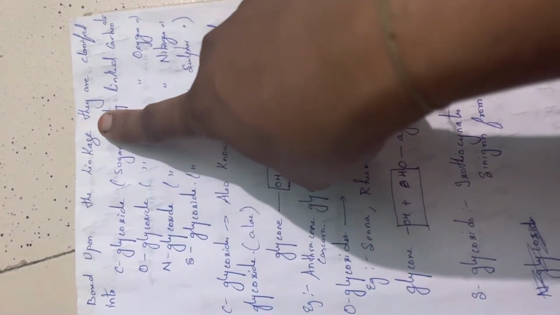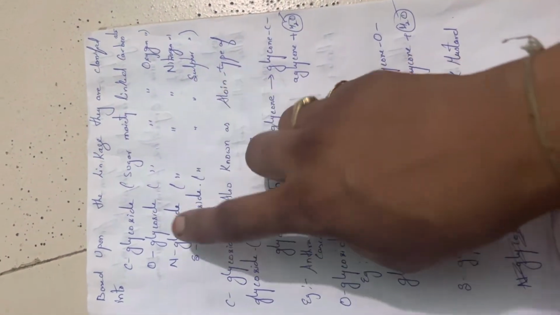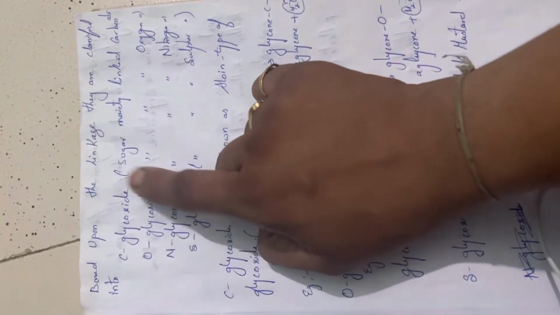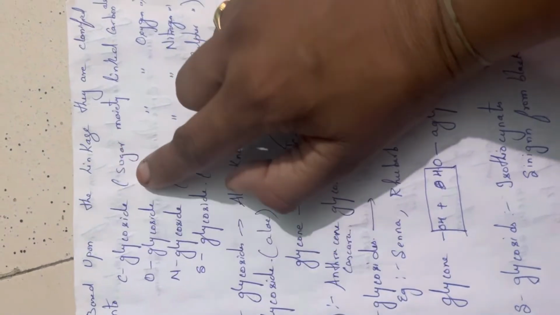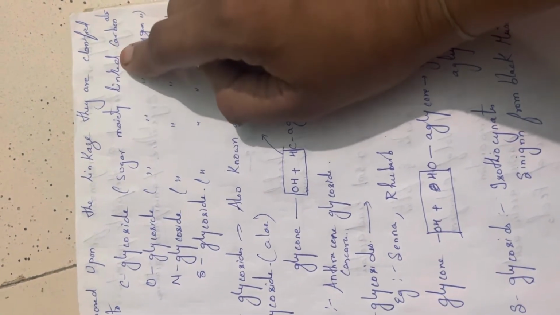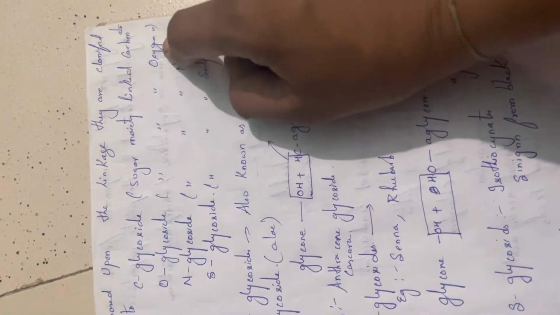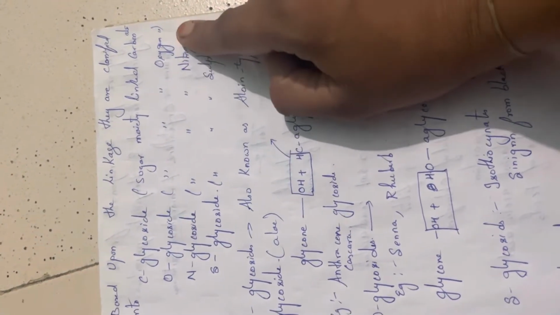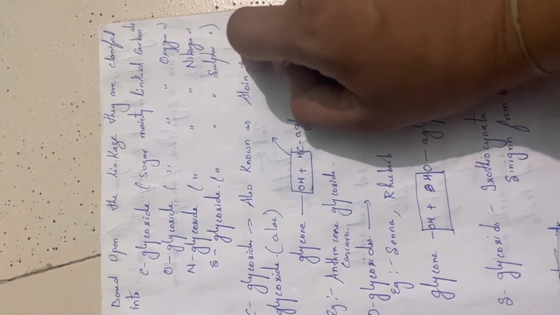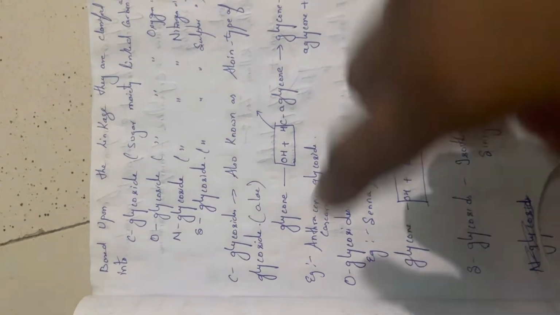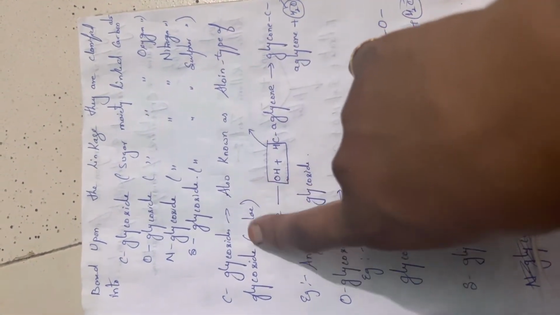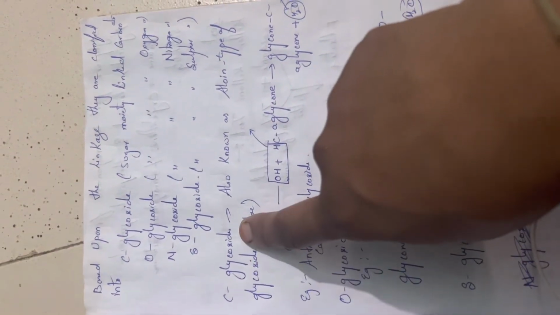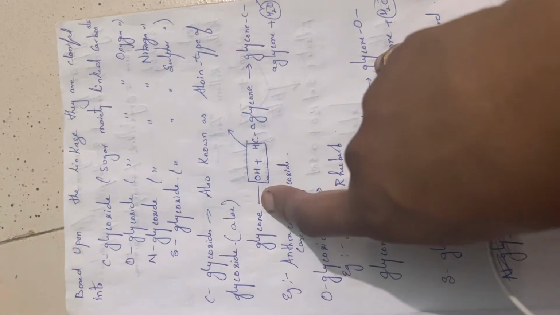Next, based upon the linkage, how the links are formed, we have C glycoside, O glycoside, N glycoside and S glycoside. In a C glycoside, the sugar moiety is linked with a carbon atom; in an O glycoside, with an oxygen atom; in an N glycoside, with a nitrogen atom; and in an S glycoside, with a sulfur atom. Carbon glycoside is also known as the aloin type of glycoside.